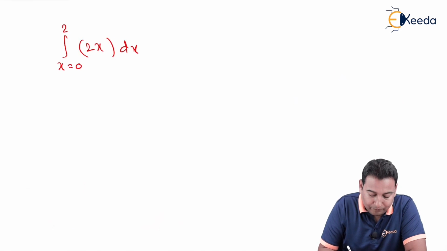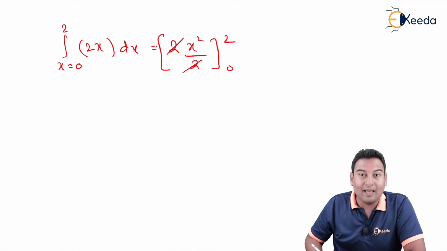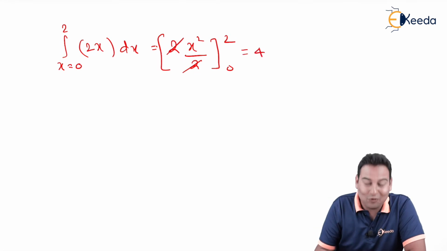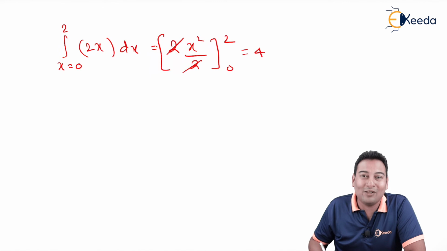Let's integrate. X integration is x square by 2 from 0 to 2. Got cancelled. Upper limit minus lower limit. 4 minus 0 is 4. I got all the answers.